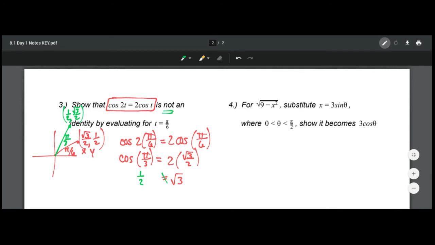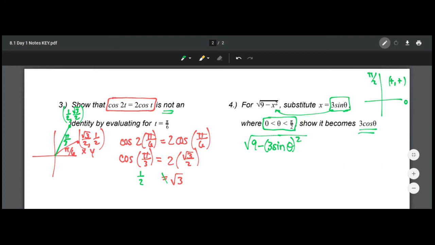In number 4, they want us to substitute in 3 sine of theta in for x. So I'm going to rewrite this as square root of 9 minus 3 sine theta, and we're going to square that. But now they only want us to use angles that are in the first quadrant and prove that it becomes 3 cosine of theta. So think about what happens in the first quadrant between 0 and pi over 2. Every ordered pair in the first quadrant ends up being positive for the x-coordinate and positive for the y-coordinate.